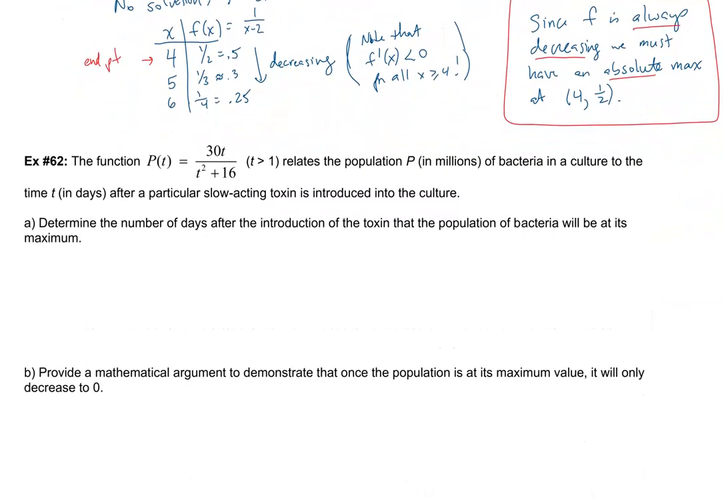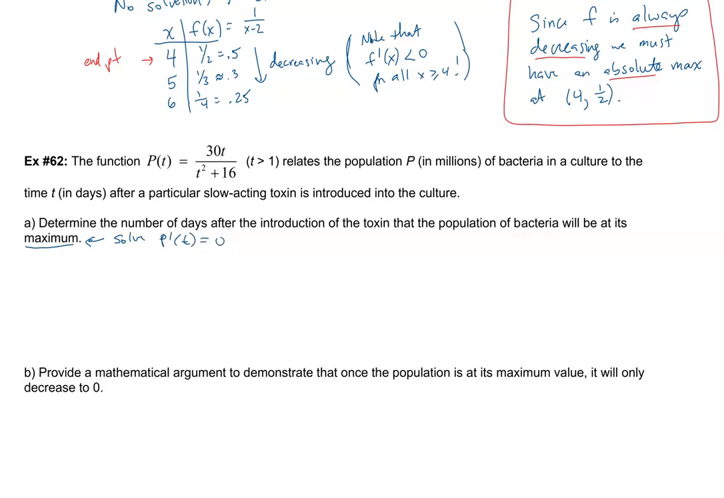The function p of t equals 30t over t squared plus 16 for t greater than 1 relates the population p in millions of bacteria in a culture to the time t in days after a particular slow-acting toxin is introduced into the culture. So letter A, determine the number of days after the introduction that the population of bacteria will be at its maximum. So as soon as I see that word maximum, that tells me to solve the derivative equal to 0.